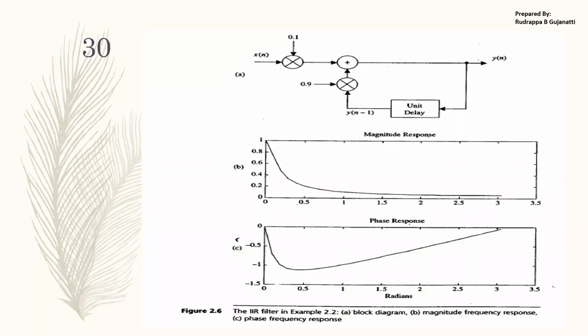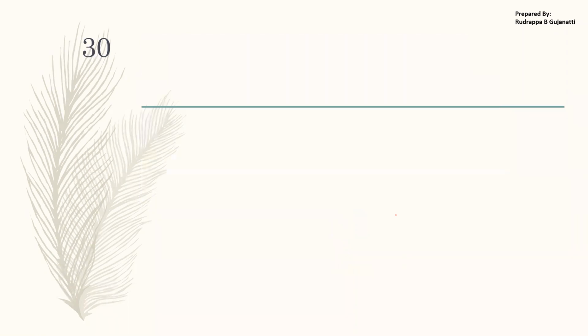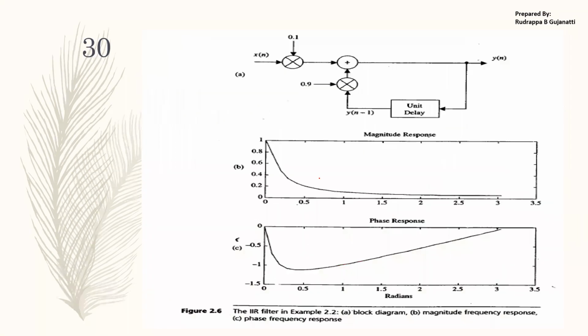So this is how it appears. When I get the equation of the magnitude and the angle of H of e raised to j theta, then I'll be able to represent it by substituting different values of theta over here. I'll be getting the magnitude response, which is in this form.